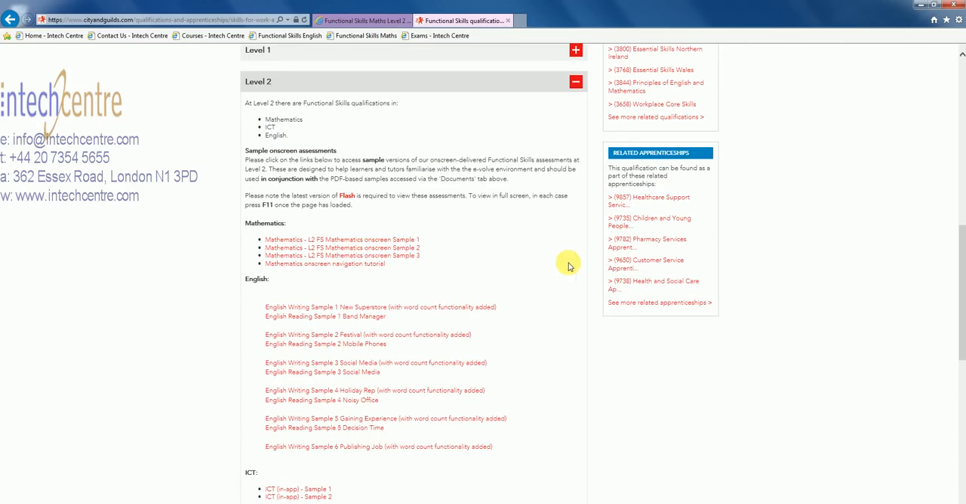If I scroll down, I can access the on-screen navigation tutorial here, and also the 3 sample papers that are available. These are the up-to-date sample papers that are available in City and Guilds. They are for anyone to use. So today we'll be going through the sample paper 2. If I click this link, this will direct me to the sample paper 2 link and website.